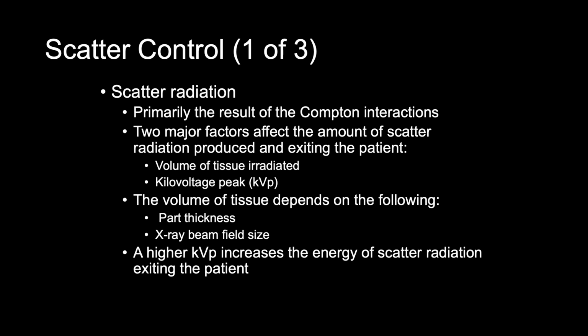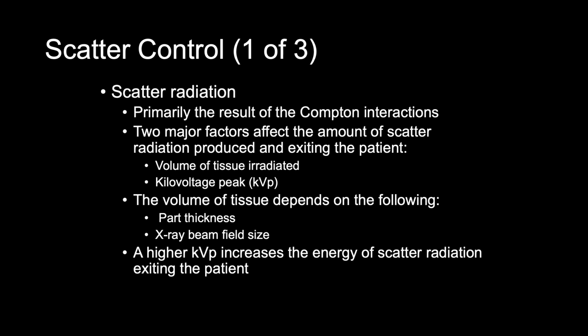Scatter radiation is primarily the result of the Compton interaction, in which the incoming X-ray photon is going to lose energy and change directions. There's two major factors that affect the amount of scatter radiation produced and exiting the patient: the volume of tissue irradiated and the kVp, which is the kilovoltage peak. The volume of tissue depends on the thickness of the part and the X-ray beam field size. Increasing the volume of tissue irradiated is going to result in increased scatter production.